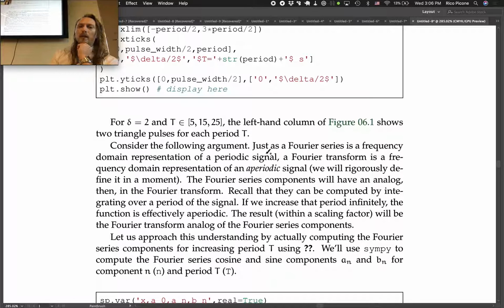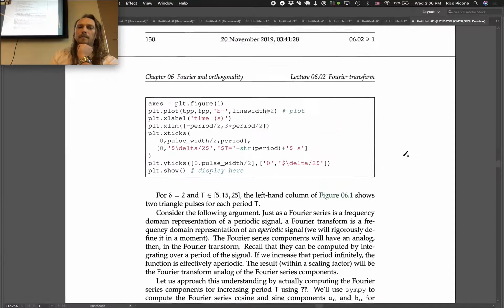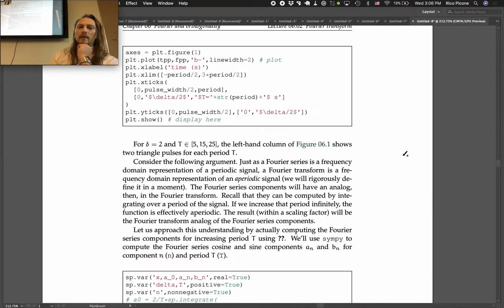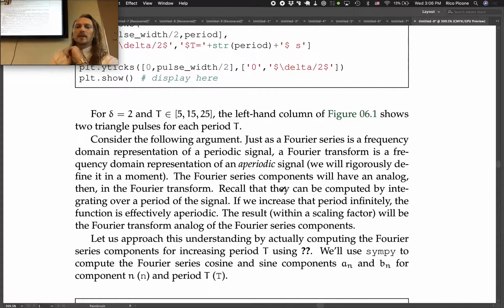Okay, so consider the following argument. Just as a Fourier series is a frequency domain representation of a periodic signal, a Fourier transform is a frequency domain representation of an aperiodic signal. We'll rigorously define that in a moment. The Fourier series components will have an analog then in the Fourier transform. Recall that they can be computed by integrating over a period of the signal. If we increase the period infinitely, the function is effectively aperiodic.